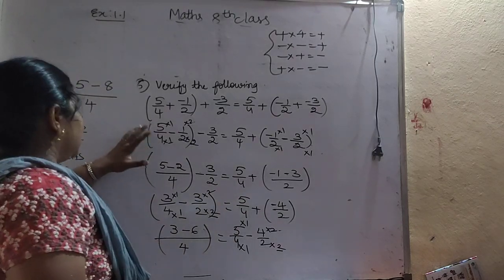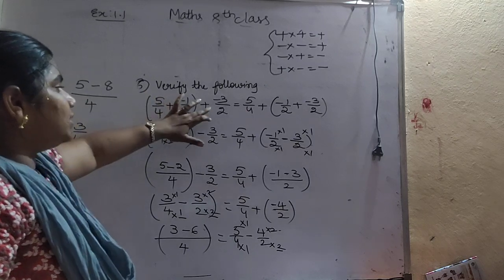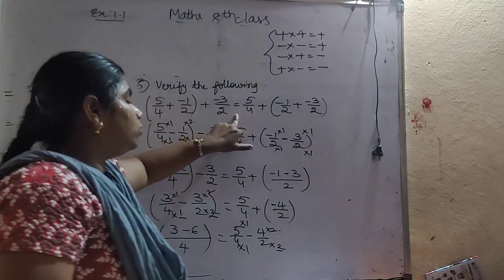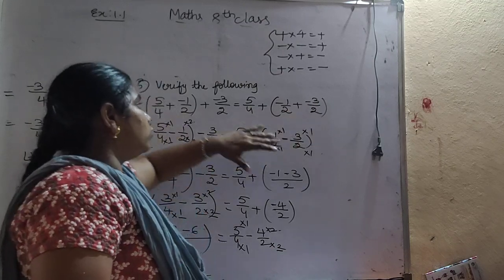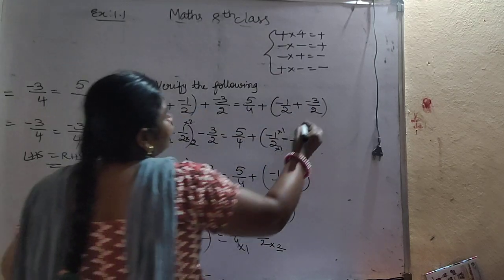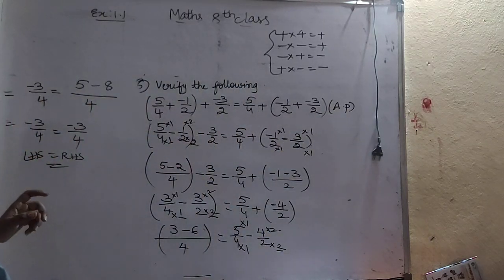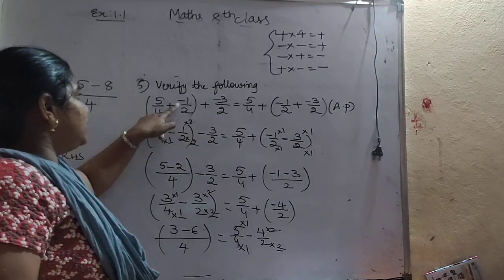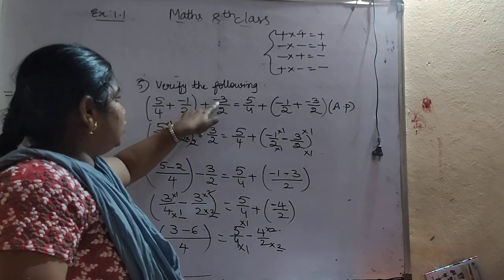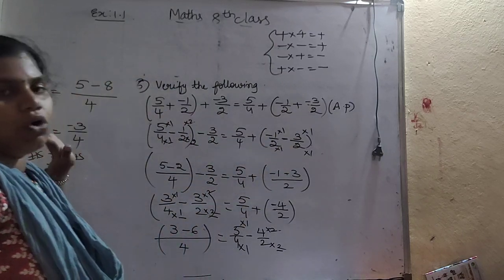So once again you see this, they have given 5 by 4 plus of minus 1 by 2 plus minus 3 by 2 is equals to 5 by 4 plus minus 1 by 2 plus minus 3 by 2. So this they have given in the form of the associative property. Okay. So first what I did, I converted double signs into single signs. Plus into minus is minus. Plus into minus is minus. Plus into minus is minus. The remaining I wrote all the same.